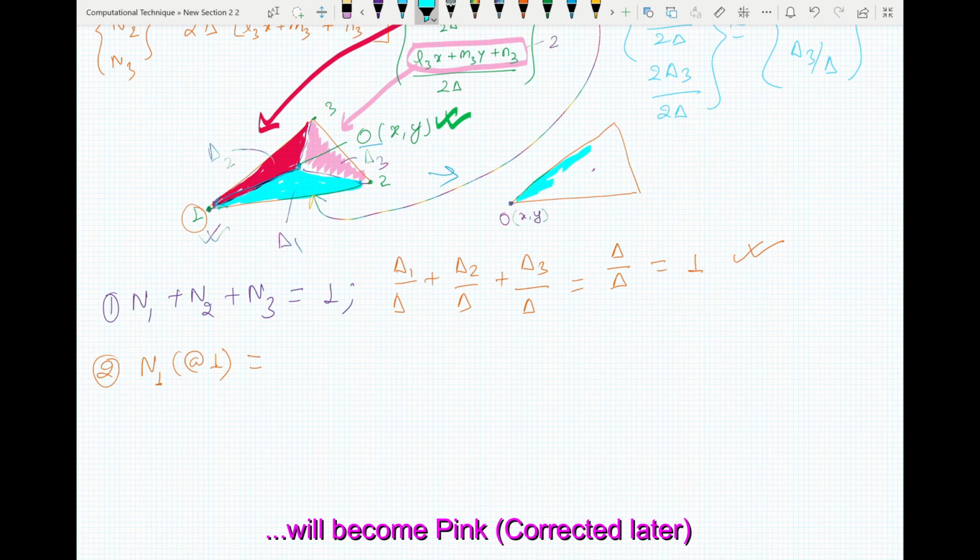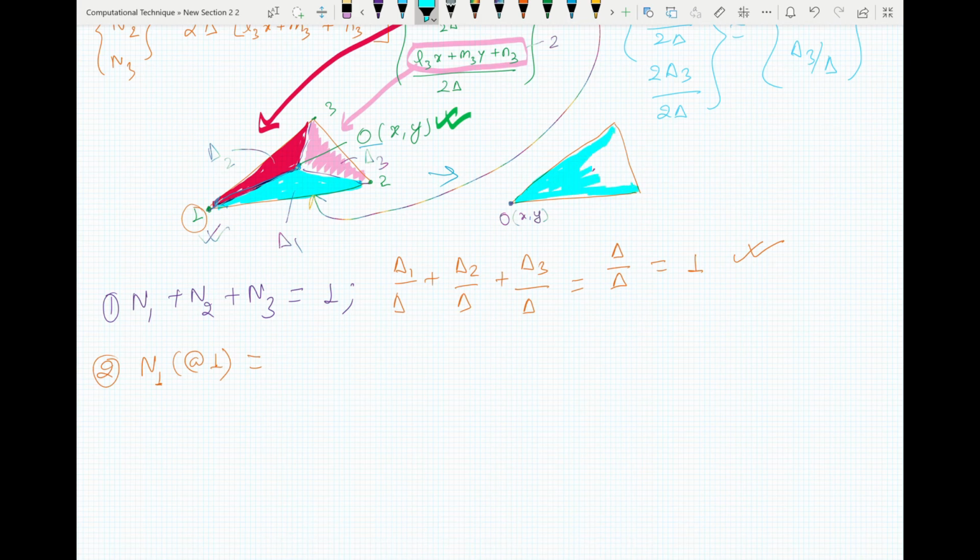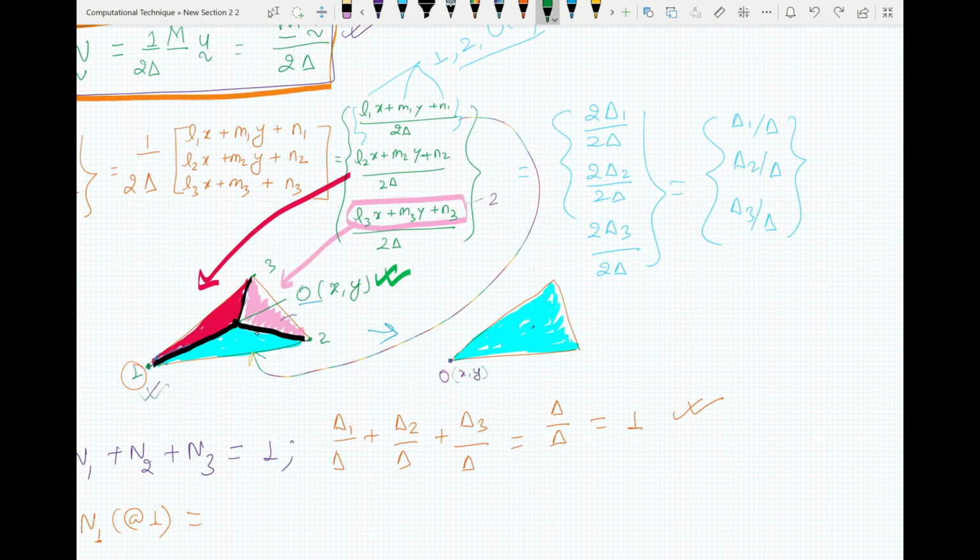It's like an elastic band. Let's say these lines are elastic bands, then when you pull this band here, you see this one consists of 1 and 2 and O. That means this is delta 3, this is delta 1, and this is delta 2. Sorry for my mistake.